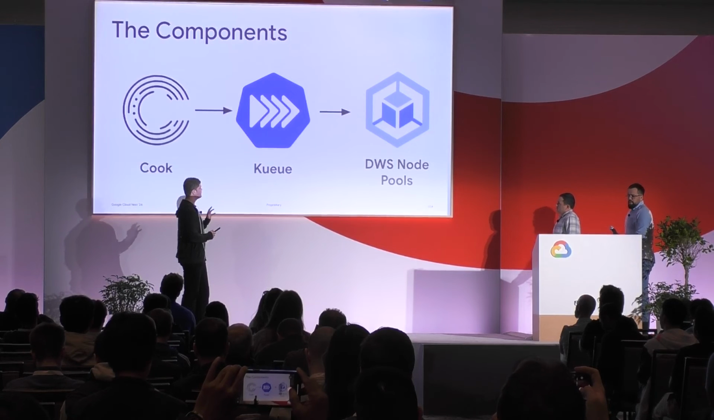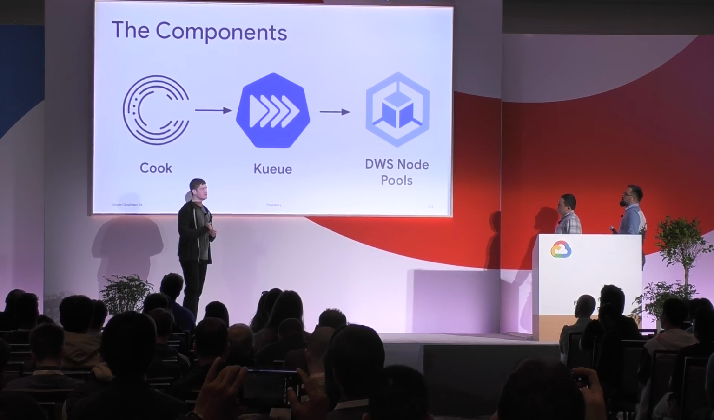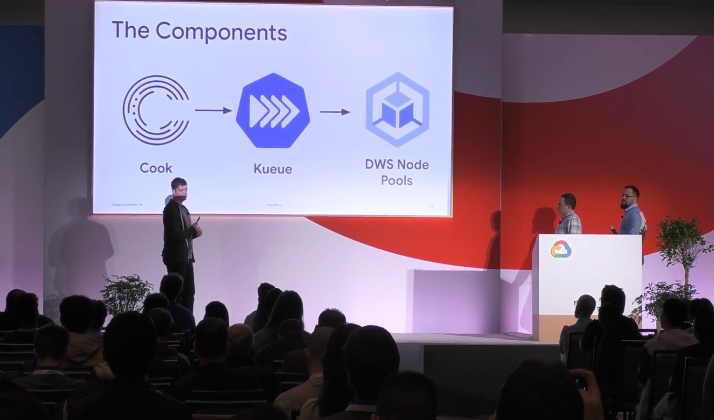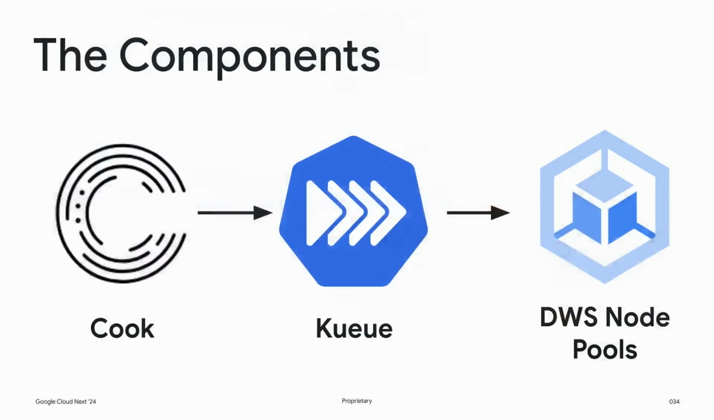So the integration primarily consists of two things. The first one is DWS node pools. And then the second is using Kueue to access the node pools and ultimately the GPUs through Cook.